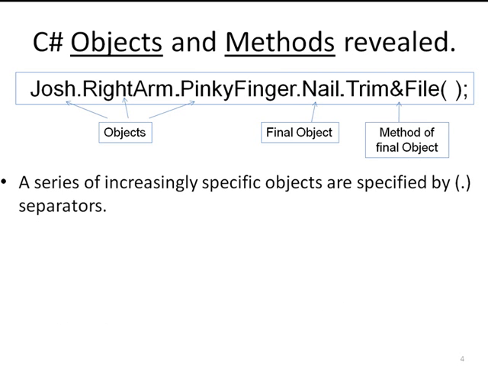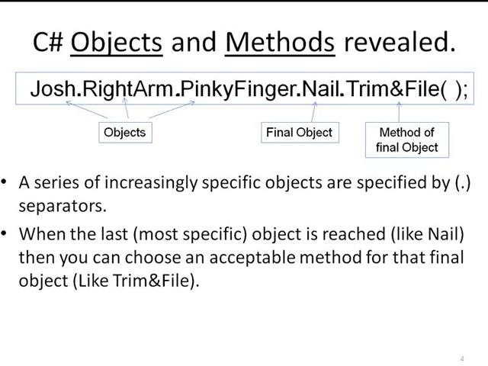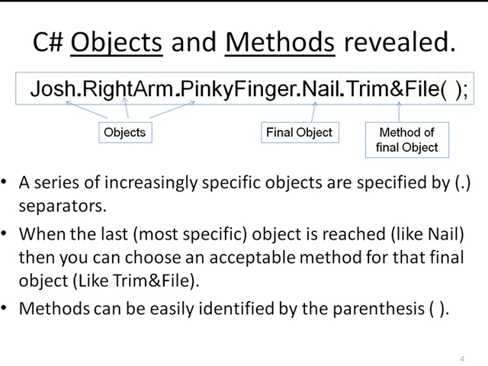So, a series of increasingly specific objects are separated by periods. Josh, right arm, pinky finger, nail, and so forth. Every single noun gets more specific as you go to the right of the next period. When the last, most specific object is reached, like nail, you can choose an acceptable method for that final object, like trim and file. Methods can be easily identified because they have parentheses.